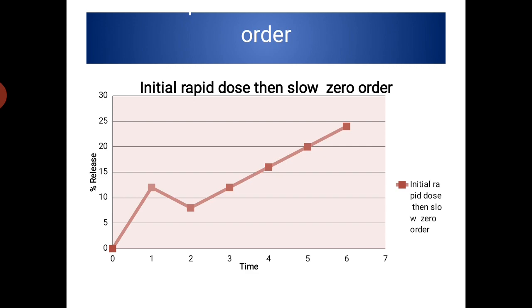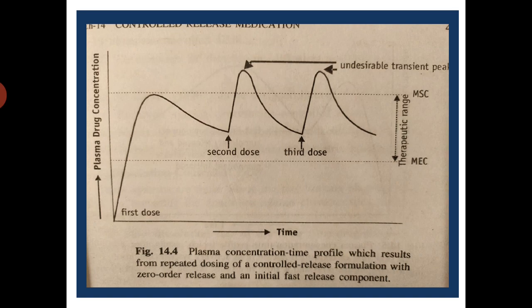Okay, the second dose also gives the burst release. So what happens? The plasma concentration may go high. If this happens, after the second dose, the peak plasma concentration may cross the maximum safe concentration, and it may be toxic to the patient. The same situation repeats every day.